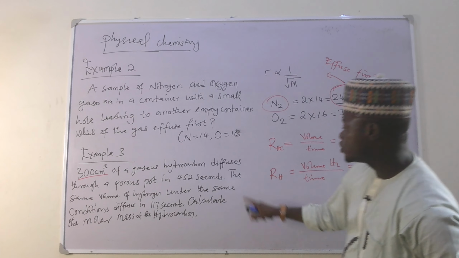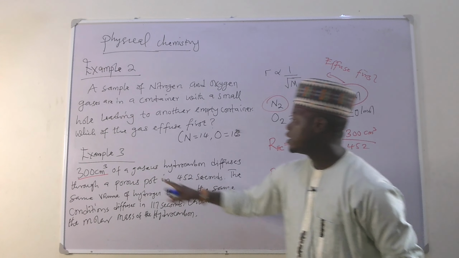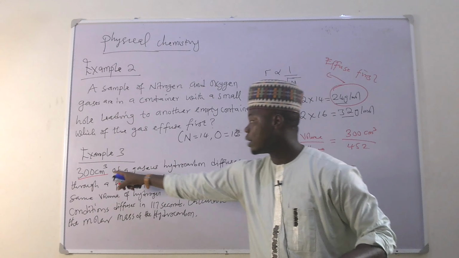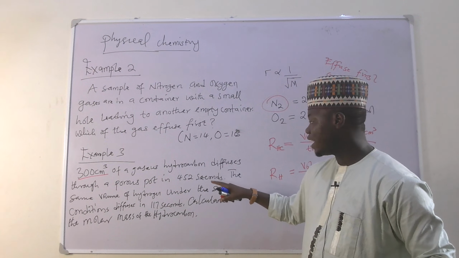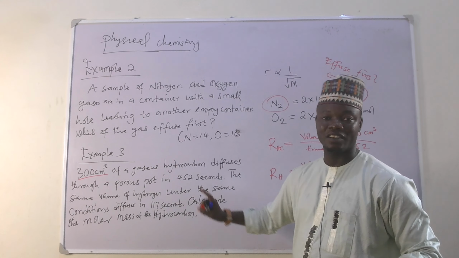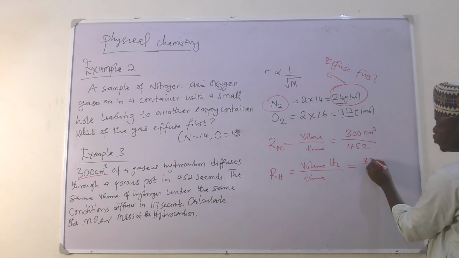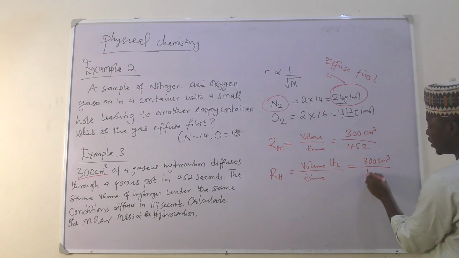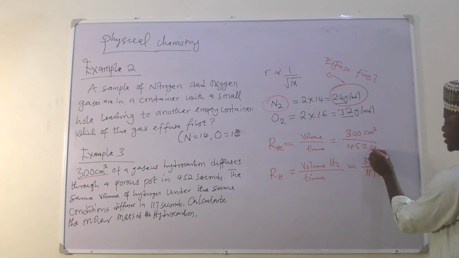And of course, the same volume of hydrogen. The same volume means the same volume as that of the hydrocarbon, which is 300 centimeter cube. So the same volume of hydrogen under the same condition diffuses in 117 seconds. So what does that mean? It means they maintain the same volume, which is also 300 centimeter cube, and the time is 117 seconds, also in seconds.